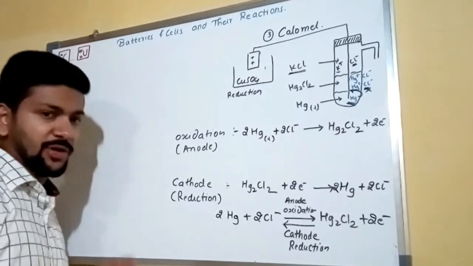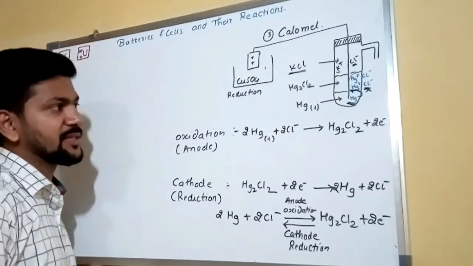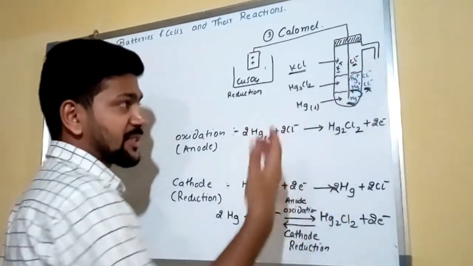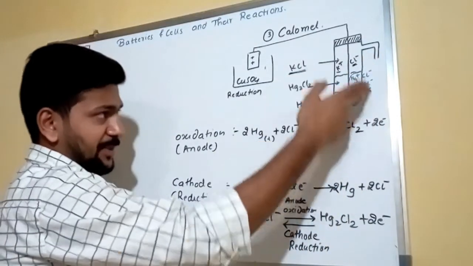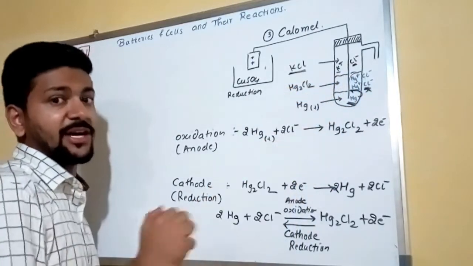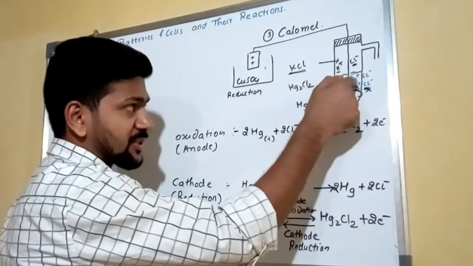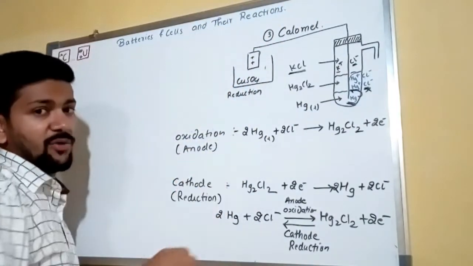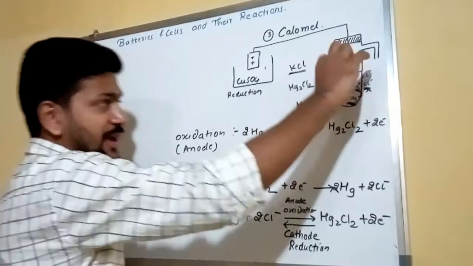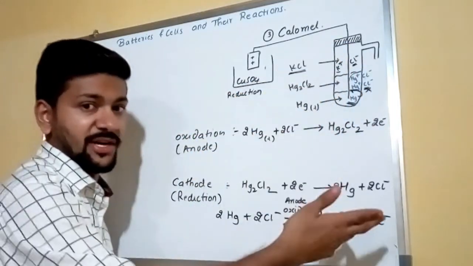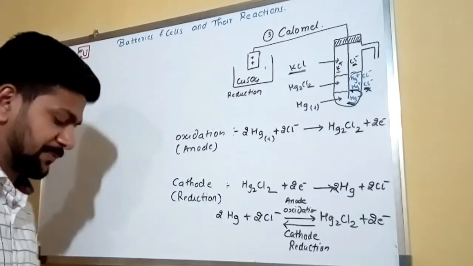Now the trick to remember over here is, if your Hg2Cl2 paste is shrinking, that simply means mercury is accepting electrons, and since mercury is accepting electrons, it is undergoing reduction, and since it is undergoing reduction, the electrode attached over here would be undergoing oxidation. So if it shrinks, it is undergoing reduction. If it expands, it is undergoing oxidation. I hope these tricks are useful.